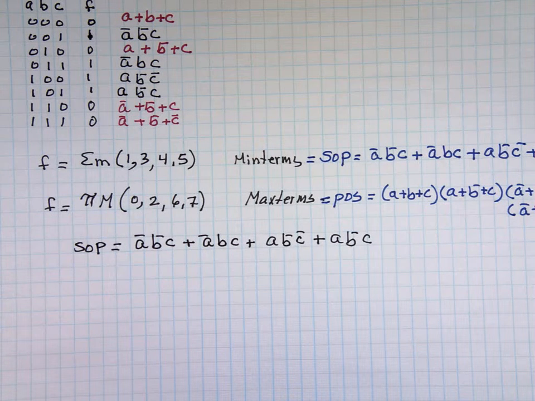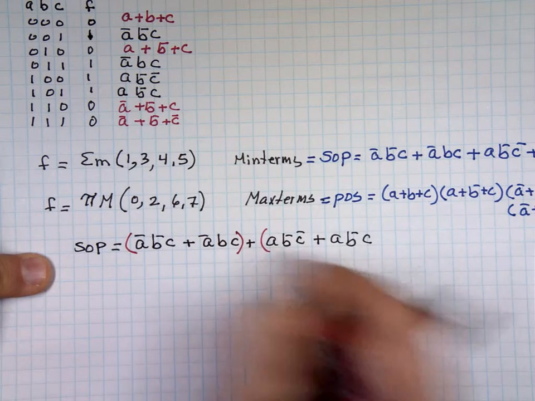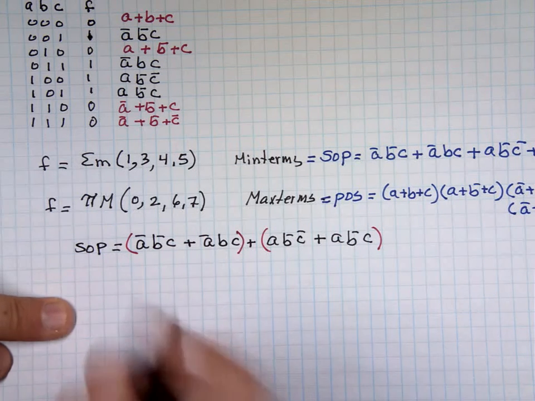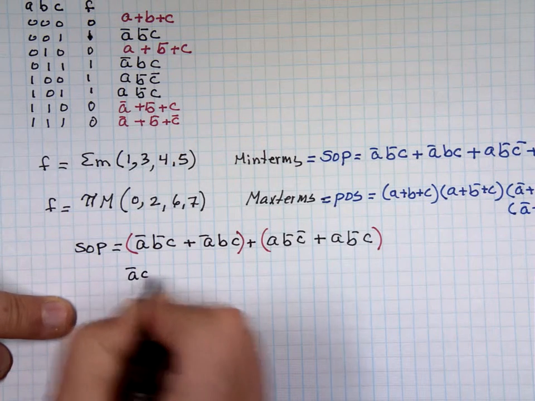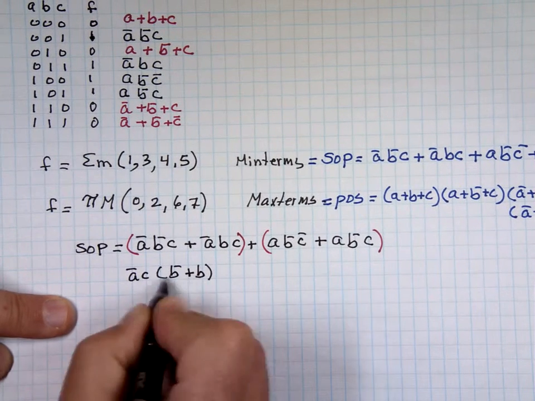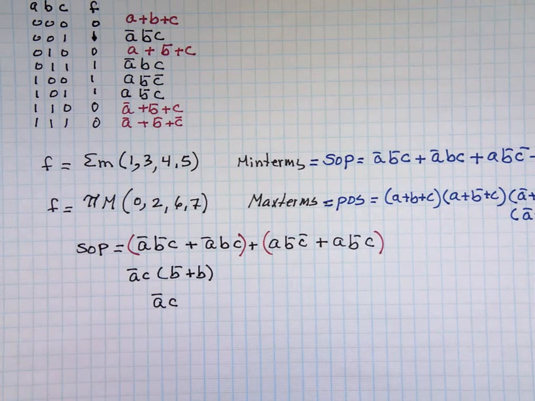Okay, look at the first two. See the first two? And look at these two. The first two you can factor out what? A bar and C. What's left? B bar plus B. Can you simplify that? That's a 1. So you end up with A bar C.